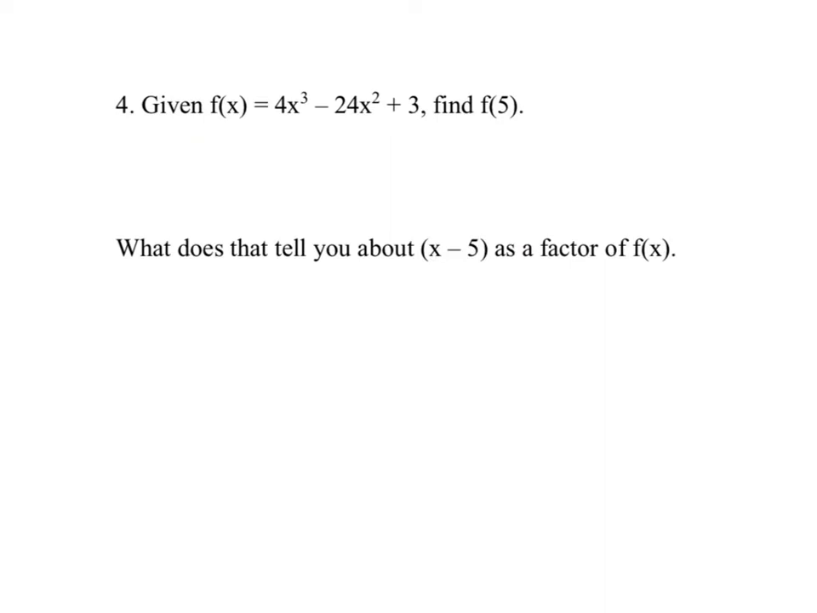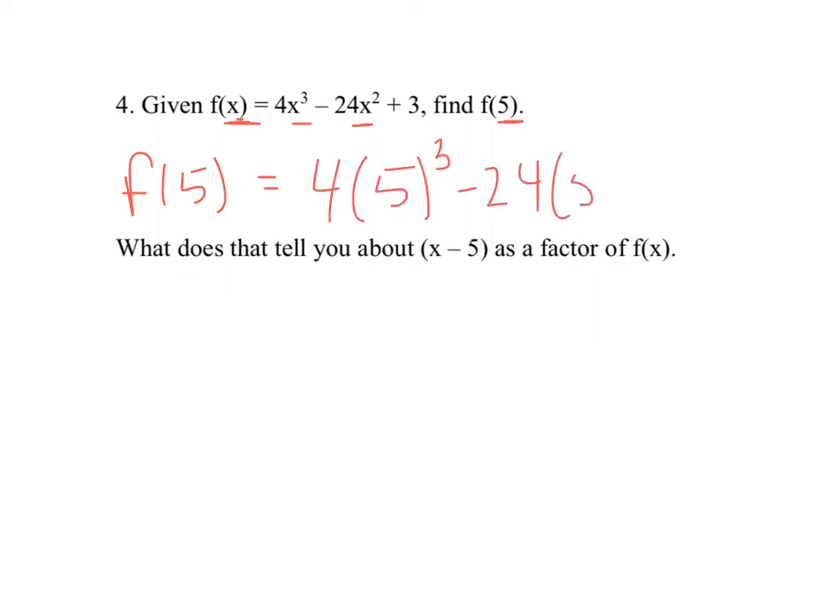So this problem asks you, given f of x equals 4x cubed minus 24x squared plus 3, find f of 5. So all you have to do for this problem is replace where you see x's with a 5, because f of x is now going to become f of 5. So the first thing I'm going to do is f of 5 equals 4 parentheses 5 to the third minus 24 parentheses 5 squared plus 3. Type that into your calculator, use your parentheses, and you'll end up getting -97.